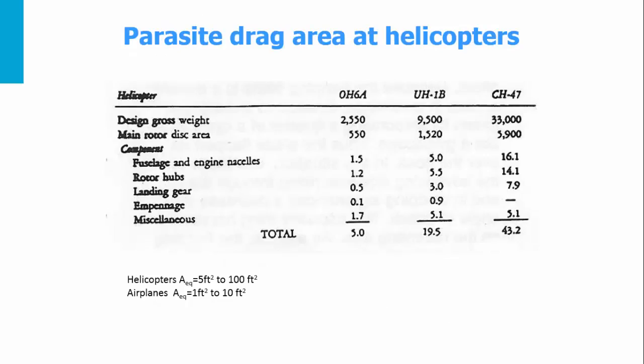The parasite drag area of helicopters is much higher than the one of the airplanes. In an airplane, the equivalent flat plate area is between 1 to 10 square feet. In a helicopter, it goes from 5 to 100. For example, you see here the components of the helicopter producing drag. The fuselage and the engine nacelles produce the most. The rotor hubs come in second place. Then the landing gear, the empennage, and then a general miscellaneous drag.